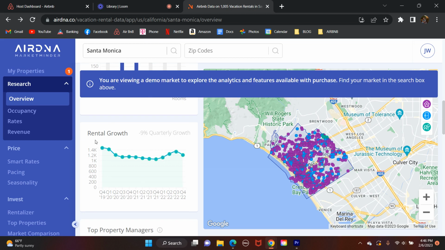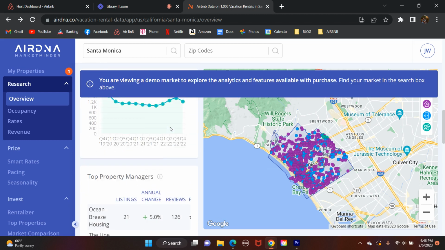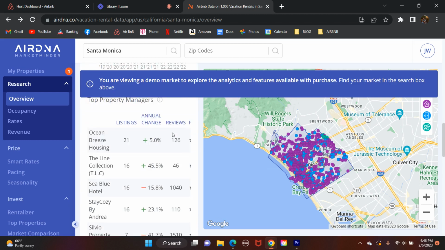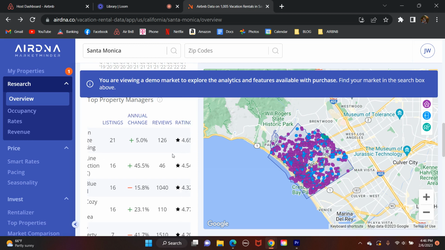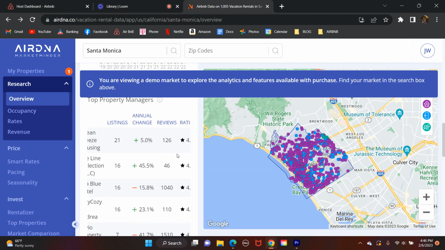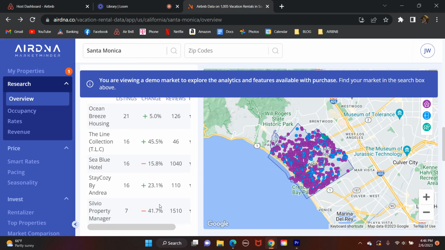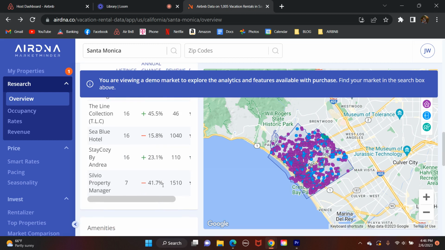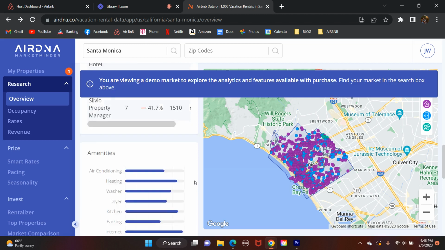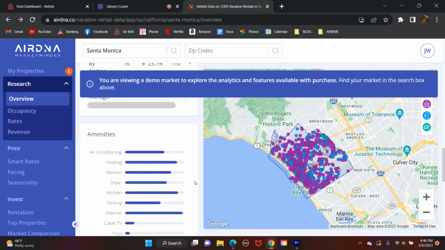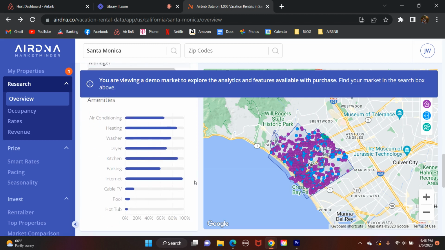Rental growth looks like it's actually pretty standard. You can see it basically by quarter. I'm just trying to go through and show you. I don't use all these features when I research a market, I really don't. But some of these you can basically see, like your ocean breeze housing, where different locations are, hotels, condos, things like that, and how well those are doing in the market. Again, just to see where yours is going to fall, how your competition is doing, and your amenities.